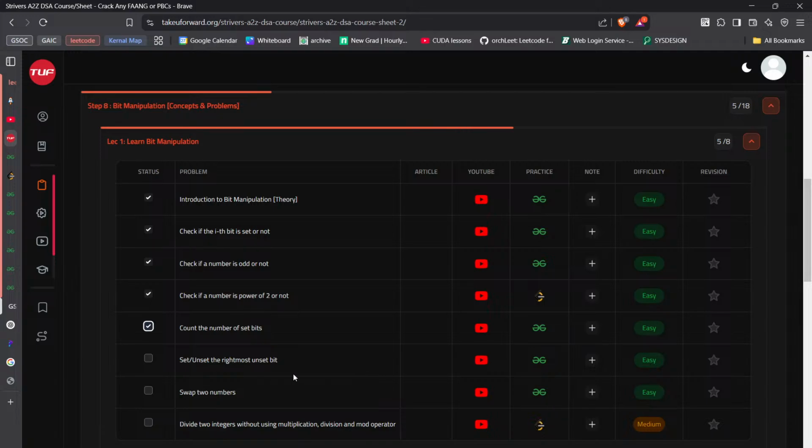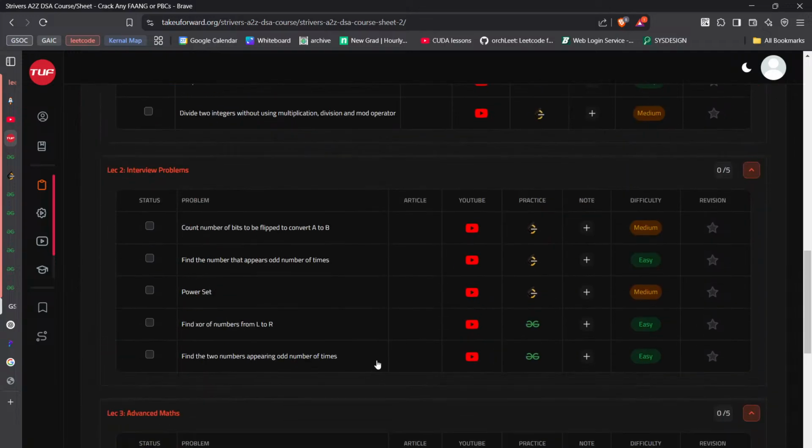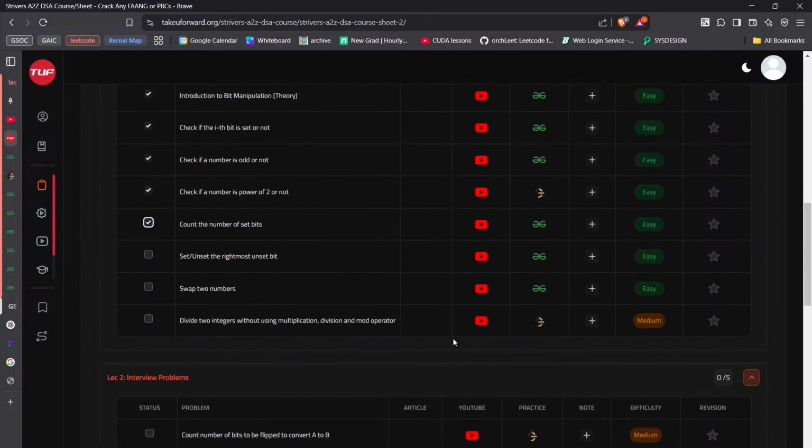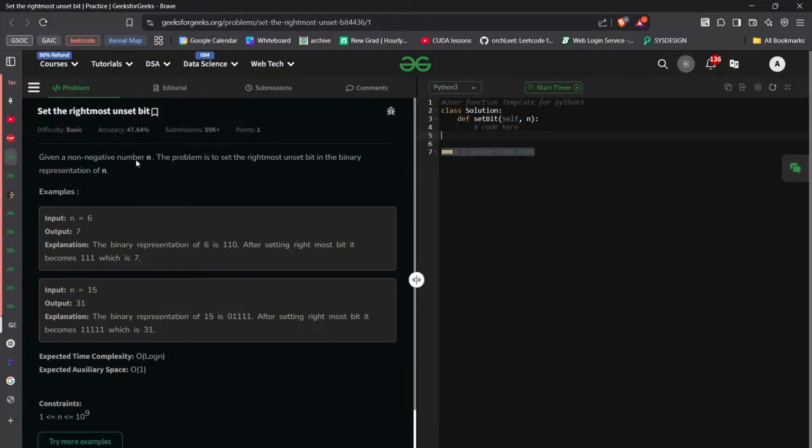So thank you guys, we solved 5 problems today. I wish I could have done this, or shall I do this? But if this is hard, then I'll quit it in between. Set and unset the rightmost unset bit. What the? Set and unset the rightmost unset bit.